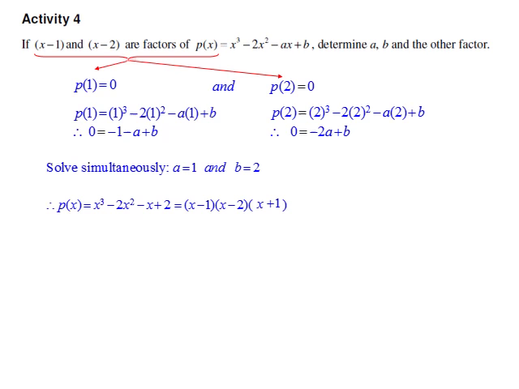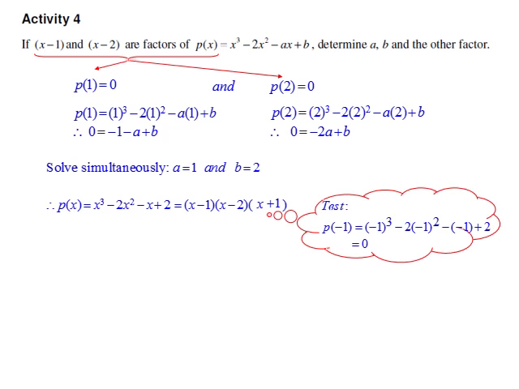Let's just double check that x plus 1 is indeed a factor. So if we calculate p of minus 1 and simplify, we do get that p of minus 1 is 0, which confirms that x plus 1 is the other factor.